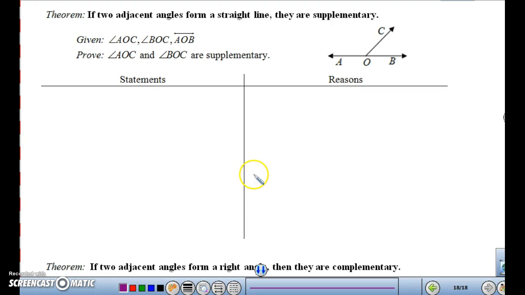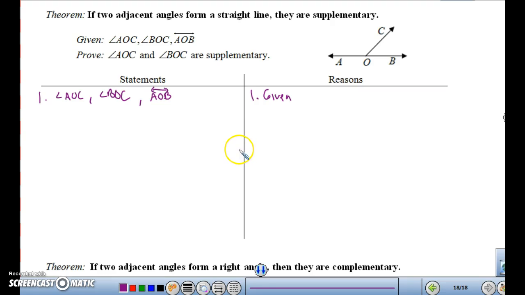So we want to prove that if we have two adjacent angles, they add up to 180 degrees, and we can automatically say that they're supplementary. From our given information, we have angle AOC and angle BOC. Angle AOC is here, angle BOC is over here, and they lie on line AOB. So our goal is to prove that AOC and BOC are supplementary, so that they have to add up to 180. That's what we have to prove.